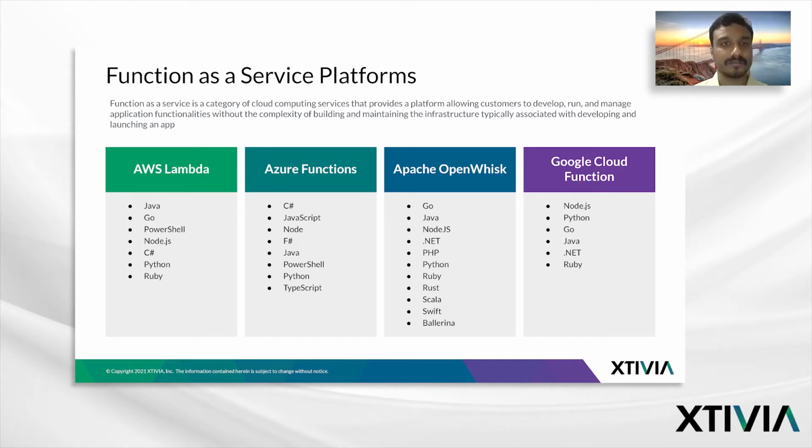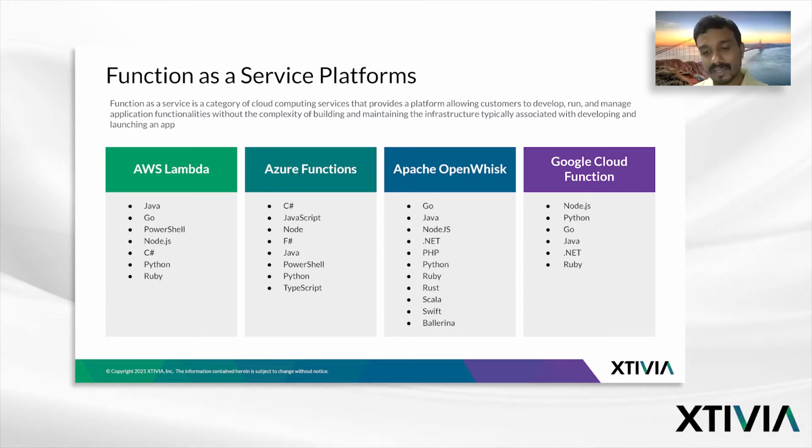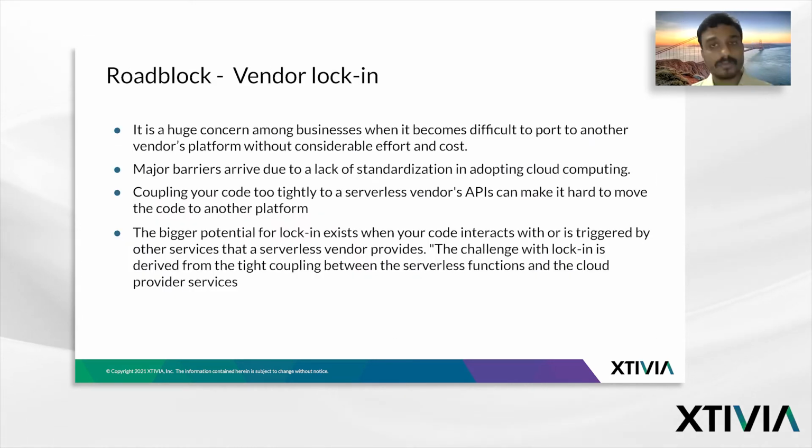with Azure, AWS, Apache and Google. Because they each have a special and different way of doing this, you cannot switch from vendor to vendor easily. You have to write everything from scratch. So that's the big problem with going to serverless architecture.